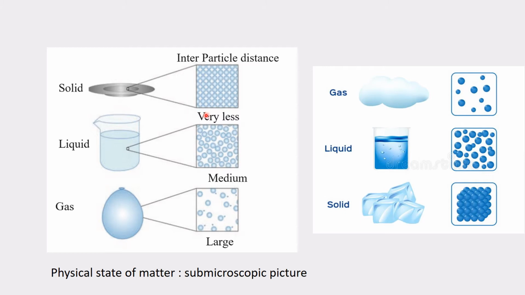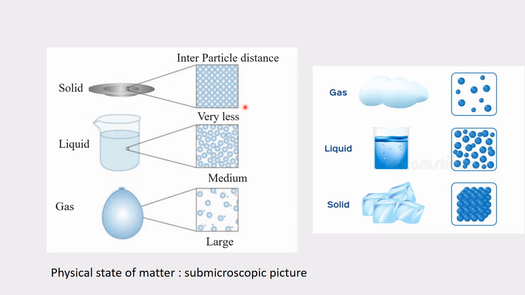The particles of a solid are very close to each other. You can see in the figure, the particles of the solid are very close to each other. Even here you can see ice is a solid. The particles, that is atoms, are very close to each other and vibrate at their fixed position.